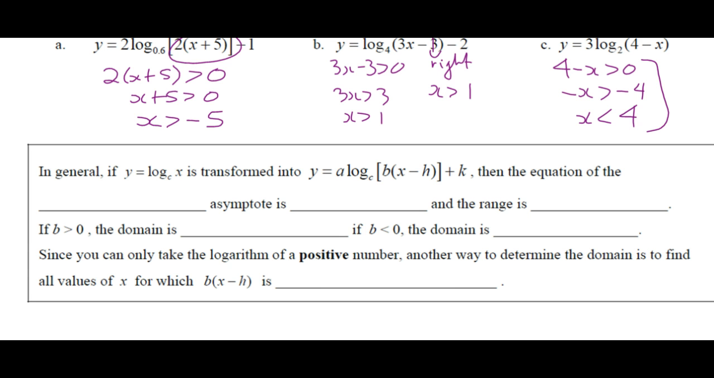So what's the equation of the asymptote? What kind of asymptote do we have? The vertical asymptote is what? What affected the asymptote? The only thing, the horizontal translation. So what have we got? So it's x is equal to h, right?